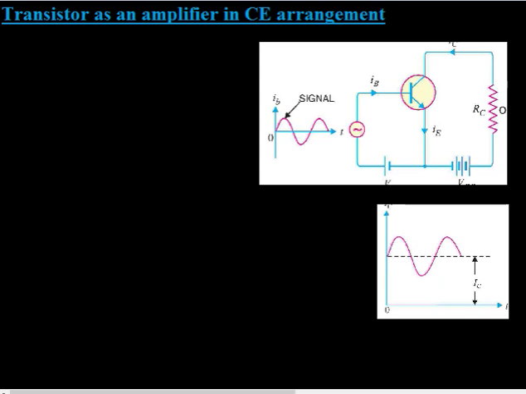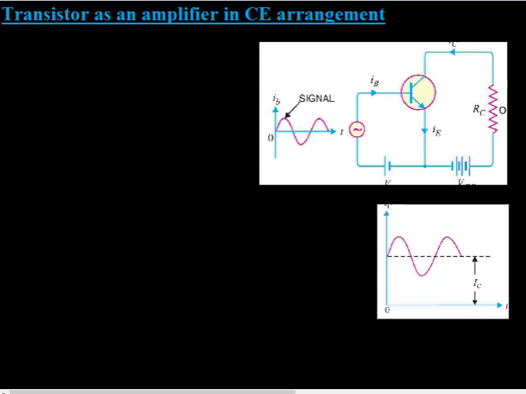And one of the important applications of a transistor is that it provides amplification of a weak signal. And here we will discuss the transistor as an amplifier in common emitter arrangement. For that, let's consider the diagram given here.